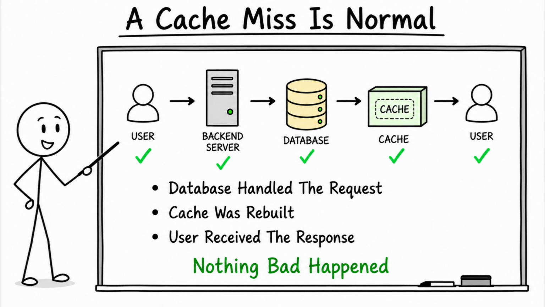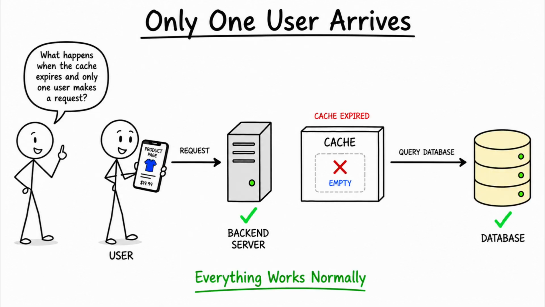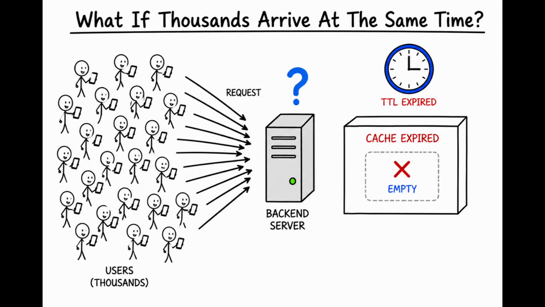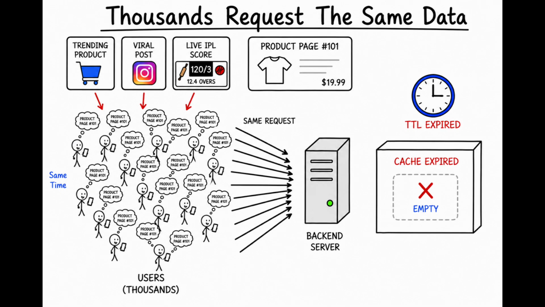Now let's ask an interesting question. What if the cache expires? And only one user arrives? No problem. We already saw that. But what if the cache expires? At the exact moment, thousands of users arrive. Now the story changes. Imagine a popular page. Maybe a trending product. Maybe a viral post. Maybe a live IPL score page. The cache expires. And at that exact moment, thousands of users request the same data.